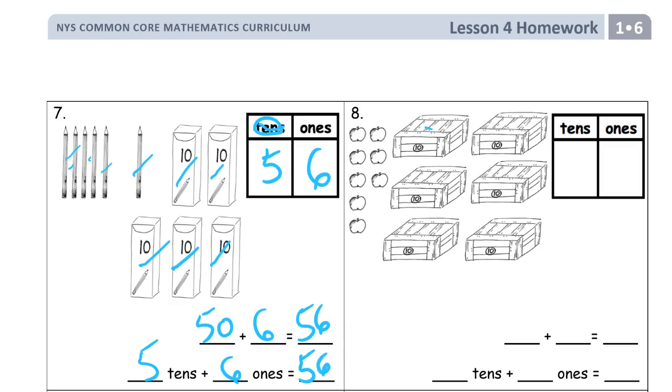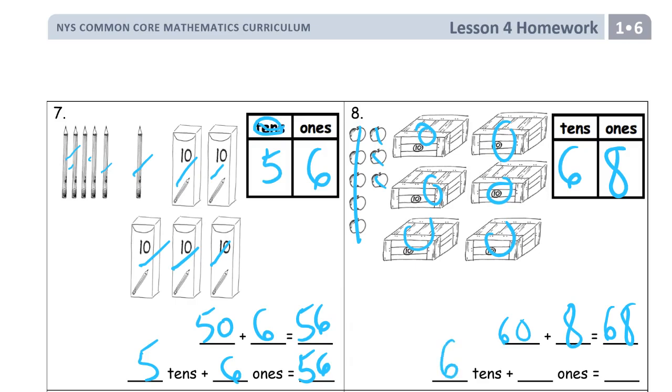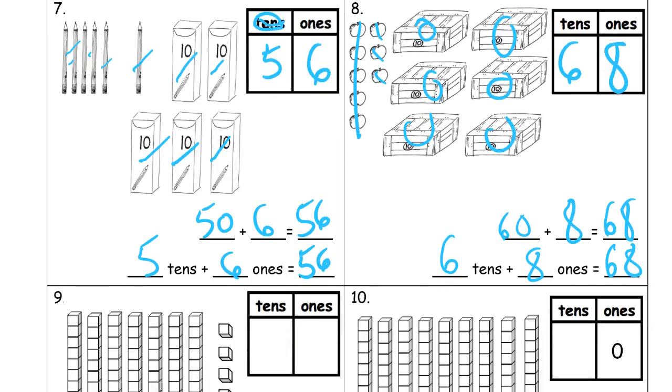And here we have 1, 2, 3, 4, 5, 6 tens. And ones we have 5, 6, 7, 8. 60 plus 8 is 68. That's 6 tens. How many ones? 8 ones. 60. 8. 10, 20, 30, 40, 50, 60. That's 6 tens.